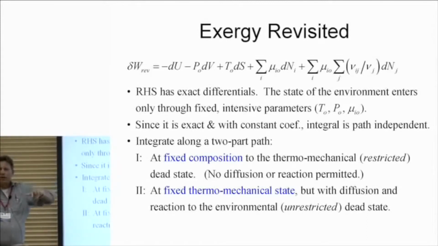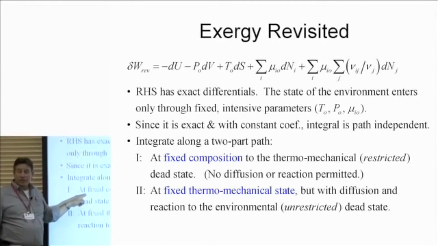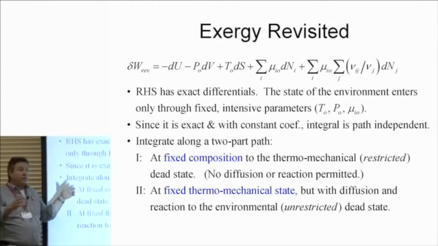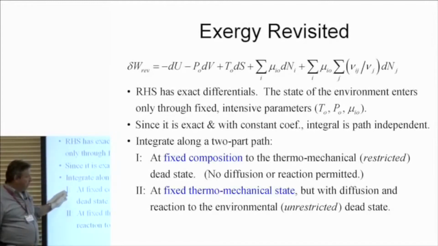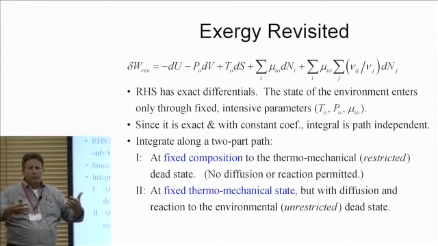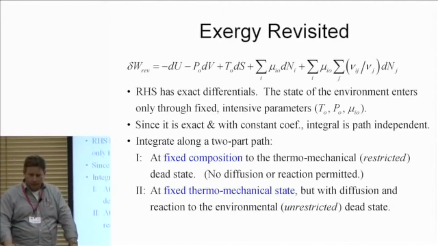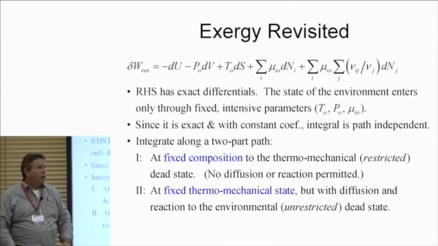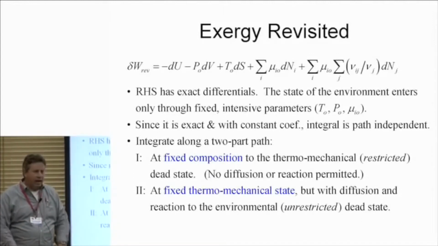The paths are arbitrary, but we tend to talk about it this way, thermomechanical and chemical. So we'll do the first integral at fixed composition, so don't change the isooctane inside my system, but we'll take it to the thermomechanical, or what's called the restricted dead state. Dead state is a term for when the resource gets to the conditions of the environment. When it's at the conditions of the environment, you call it the dead state. You've taken everything you possibly can. It's equilibrated, right, for it.